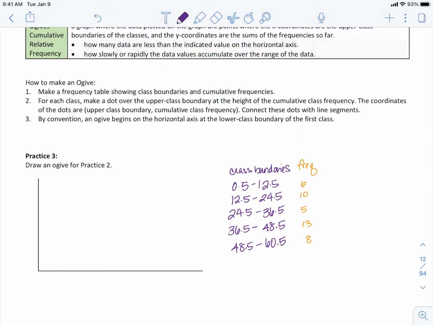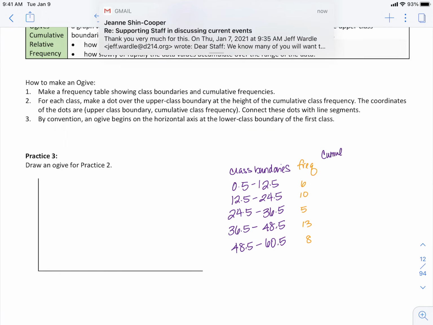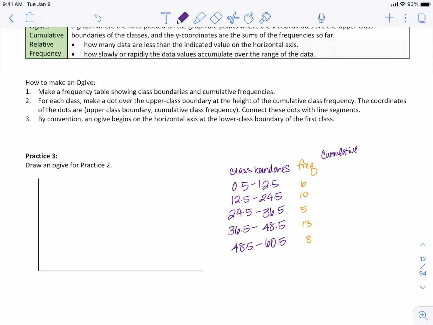So now I need to find our cumulative frequencies. Okay, so our cumulative frequencies. First one is 6. Then 6 plus 10 is 16. Plus 5 is 21. Plus 13 is 34. Plus 8 is 42. So your last number should be your total. And now we need to find the cumulative relative frequencies.